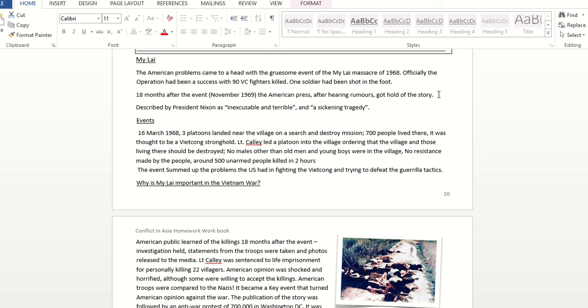However, the information was wrong. There were no men at the village because they were all off at market, and so it was left with children, elderly, and the women. About 500 unarmed people were killed in about 2 hours.